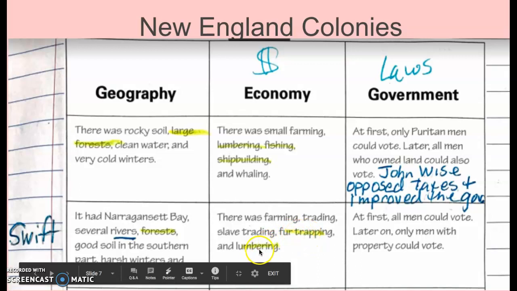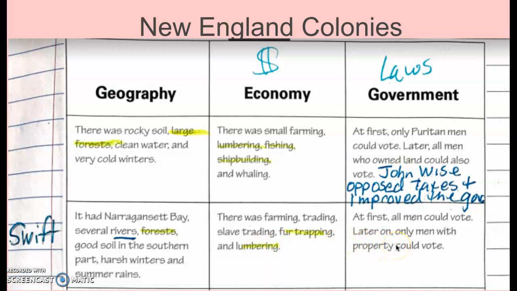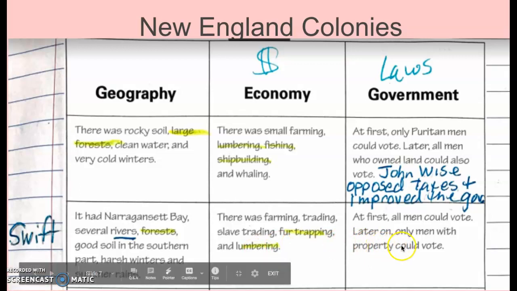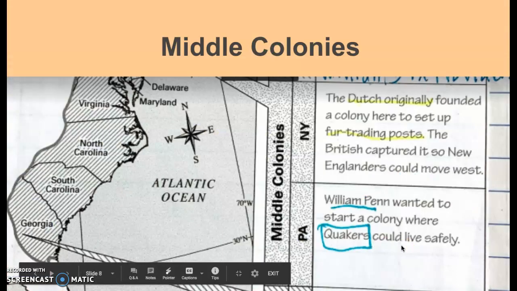Did a lot of fur trapping, especially beaver fur, and lumbering. And again, like Massachusetts, only men with property could vote. In the middle colonies, and again, we're going to just focus on two, looking at New York and Pennsylvania.